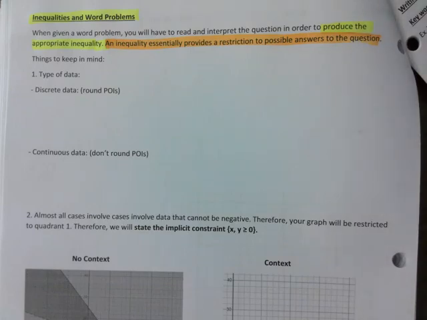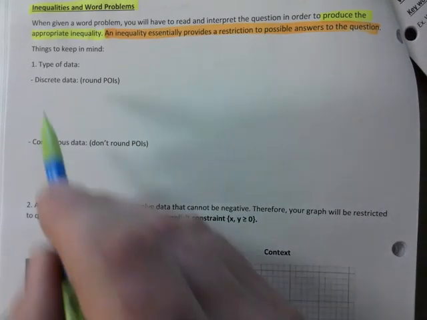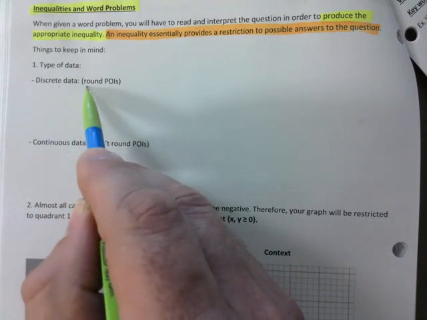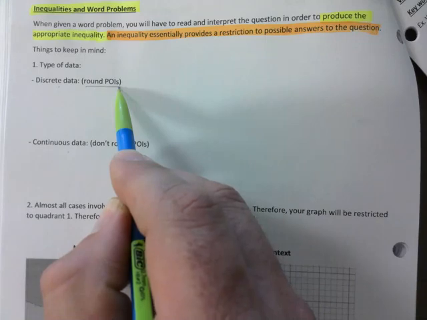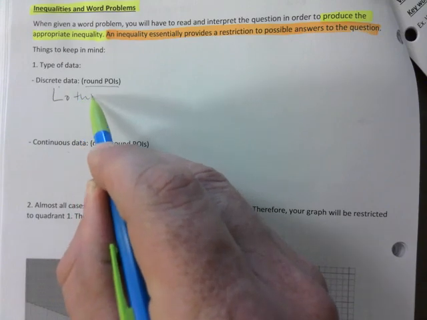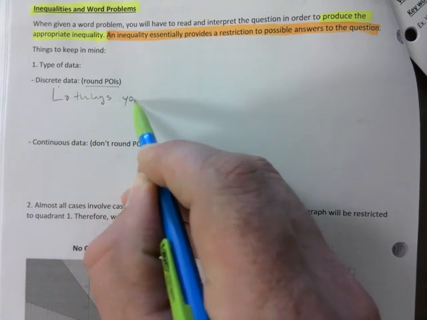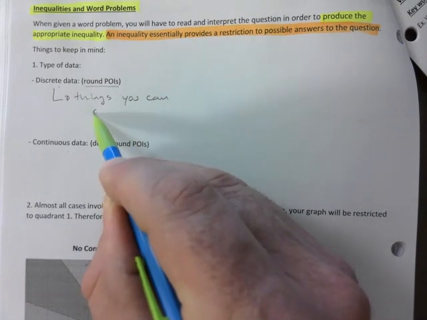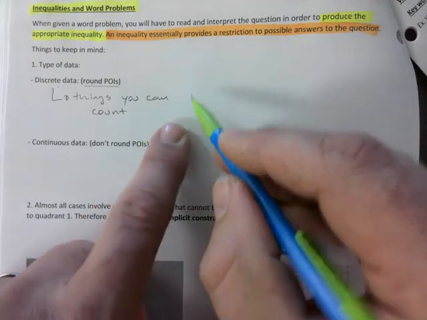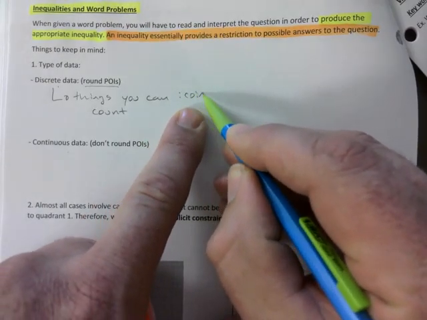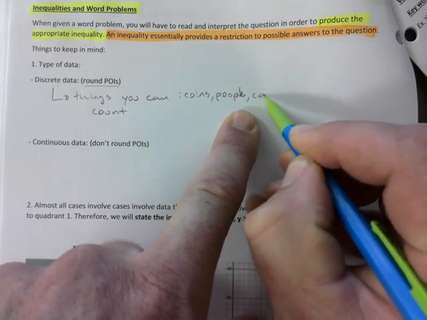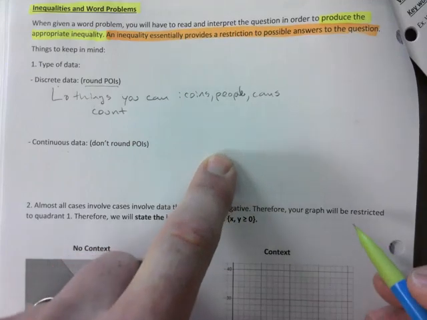Keep in mind, as we move along, discrete versus continuous data. If it's discrete, you need to round your POIs at the end of the day. Okay, what's discrete? Things you can count. So coins, people, cans, etc.